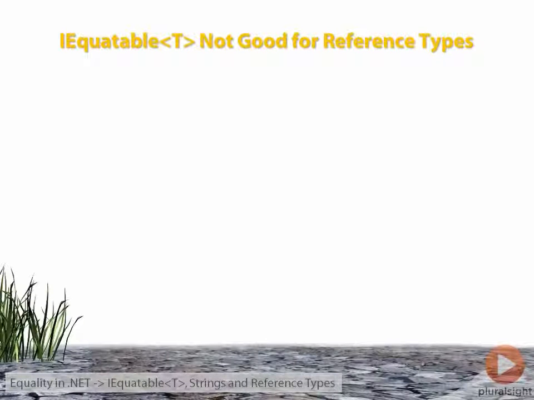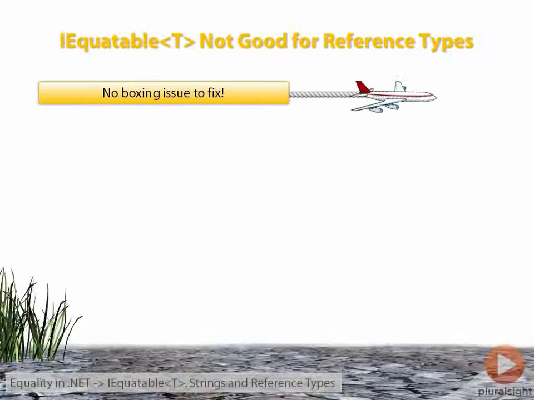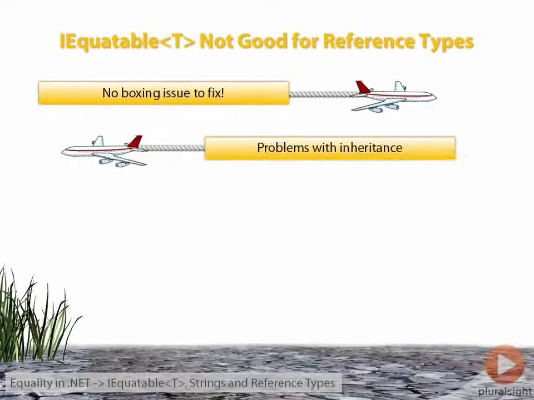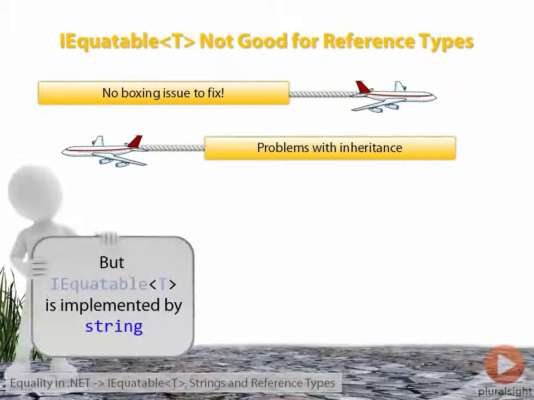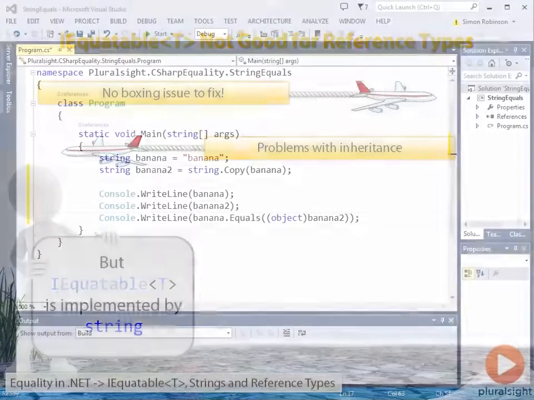IEquatable<T> is not so useful for reference types. That's partly because for reference types there isn't really any performance issue that needs fixing, and partly because of the problem that IEquatable<T> doesn't play nicely with inheritance. But it's worth noting that string, a reference type, does implement this interface.